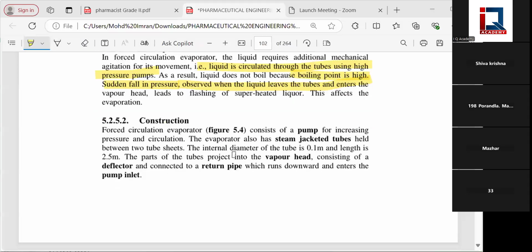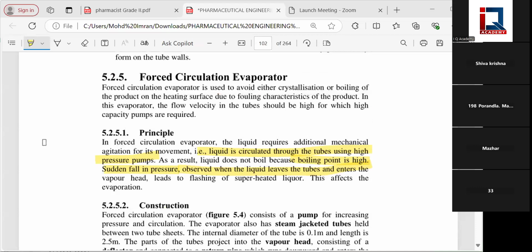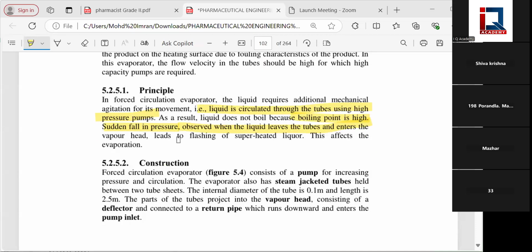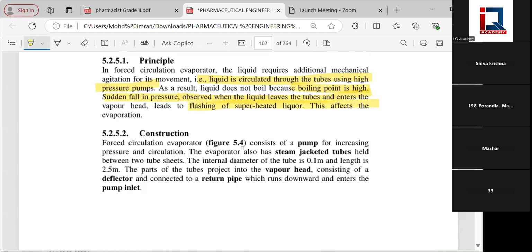So we were discussing the principle involved in the forced film evaporator. Because of a sudden change in the pressure, the temperature drops, the boiling point drops, and flash evaporation takes place. So flash evaporation of superheated liquid is seen.